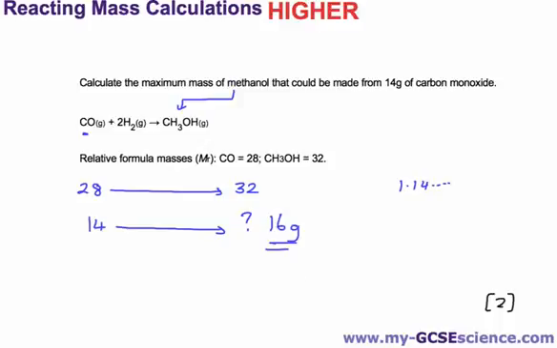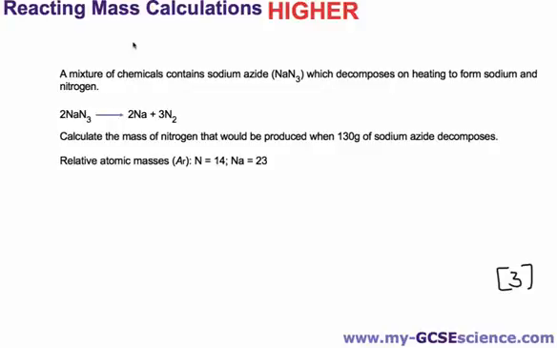Let's have a look at one that's slightly less simple. I've got a mixture of chemicals, contains sodium azide, which is this, which decomposes on heating to form sodium and nitrogen. Here's our balanced formula equation which we need. Again, this is a question adapted from a past paper. It says calculate the mass of nitrogen that would be produced when 130 grams of sodium azide decomposes.